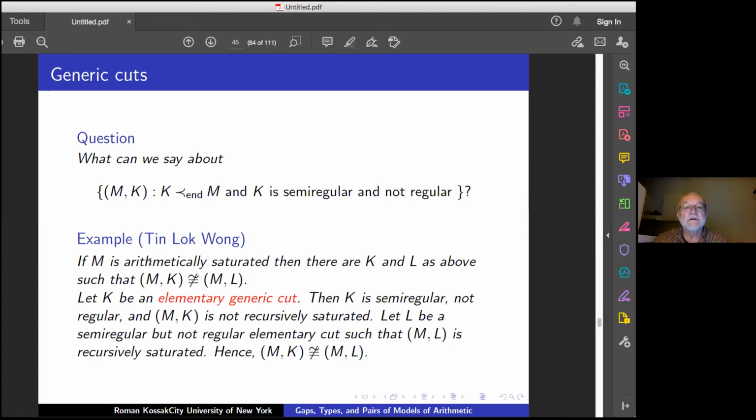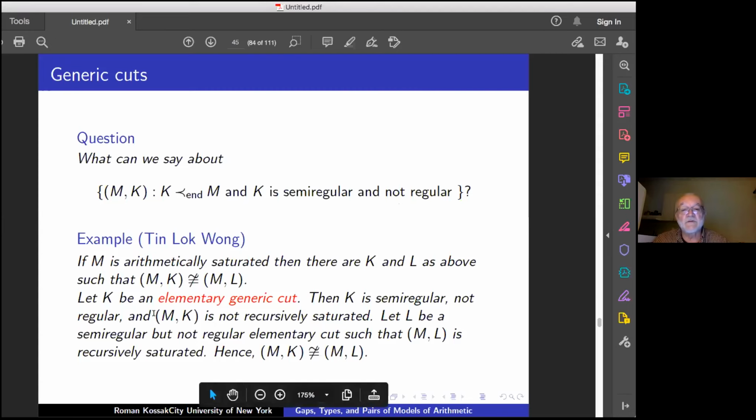And then they prove that it works in any recursively saturated model for cuts, but to get elementary generic cuts, you have to go to arithmetic saturation, and then they exist. So I can say, let K be an elementary generic cut. Here this assumption of arithmetic saturation is used. And then Wong and Kaye prove that any generic cut is semi-regular and not regular, exactly the way we want. So this genericity sits somewhere at this level.